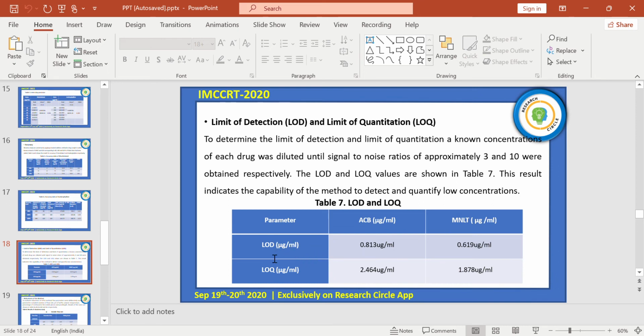So the limit of detection for acebrophylline was 0.813 microgram per ml, for Montelukast 0.619 microgram per ml, while limit of quantitation for acebrophylline is 2.4 microgram per ml, and for Montelukast it is 1.8 microgram per ml. So these results indicate the capability of the method to detect and quantify low concentrations of these two drugs.